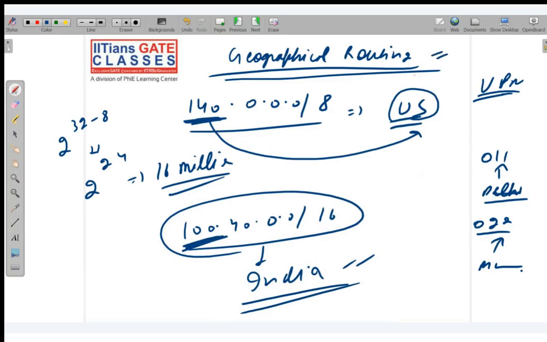So we have divided our entire address space into a few large blocks, and each block is assigned to each continent, like that. If you want to write, then you can write one line. We have divided the entire address space into a few large blocks, and each block is assigned to each continent, then country, and so on.